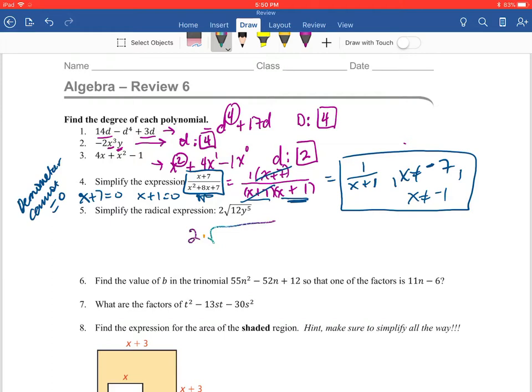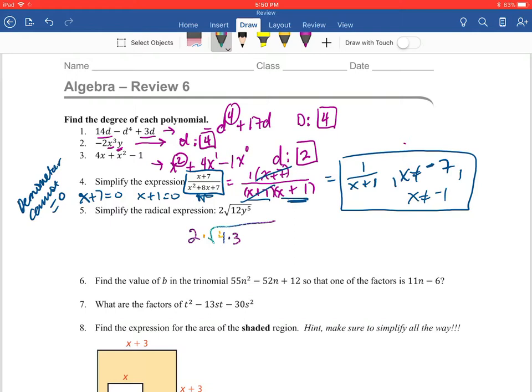Now, I can rewrite this as 2 times the square root, and I'm going to replace 12 because 12 is not a perfect square. I'm going to replace it with a divisor that is a perfect square. 4 will go into 12, so that's going to be 4 times 3.